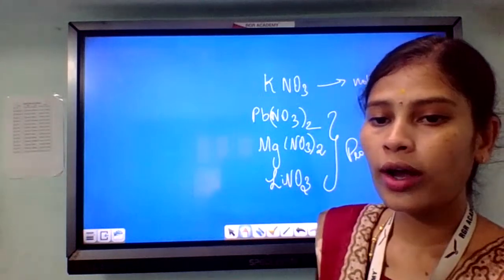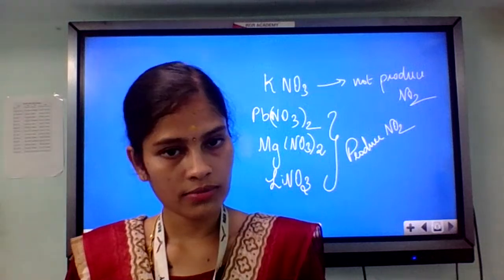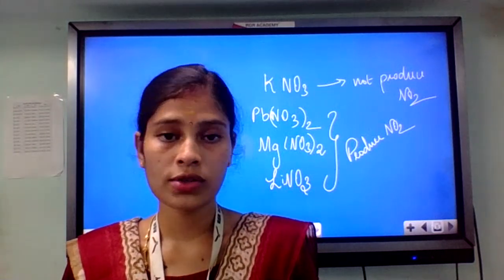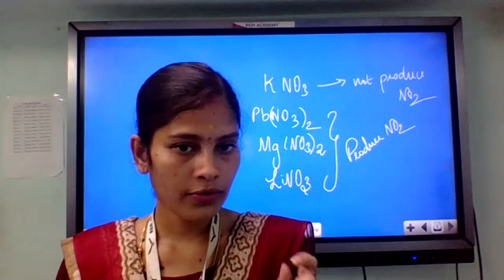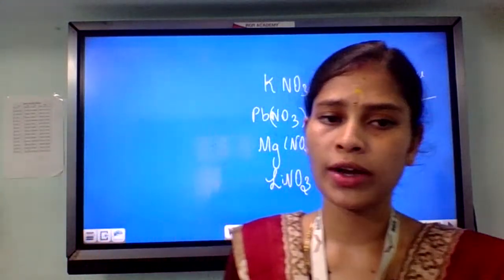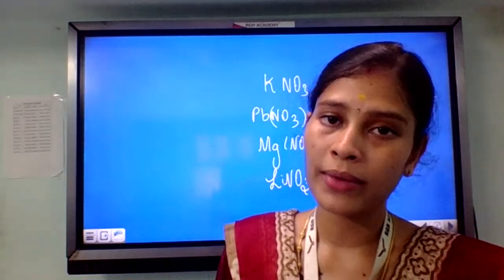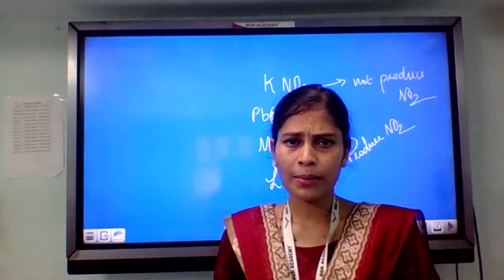So in the tabular column itself, the preparation is also given. In each tabular column we should know which of the oxides is a blue color solid, which is neutral, which is gas, which is liquid, that kind of questions. It's common. In previous years also, you can see such kind of questions. Which simply means that even a single tabular column matters, right? So, nitrogen family, oxygen family.